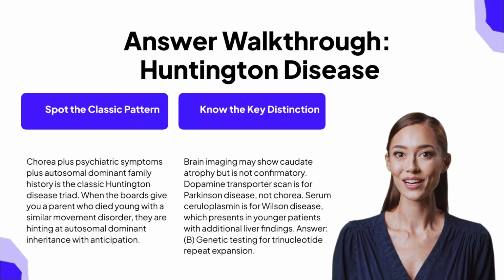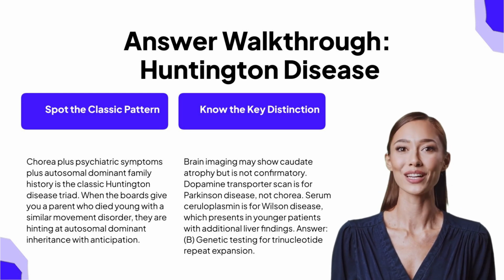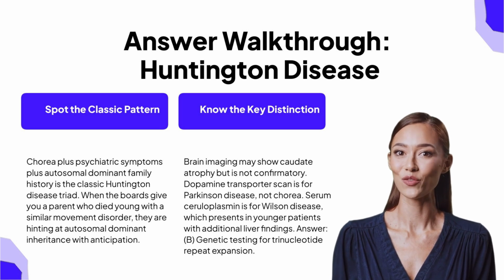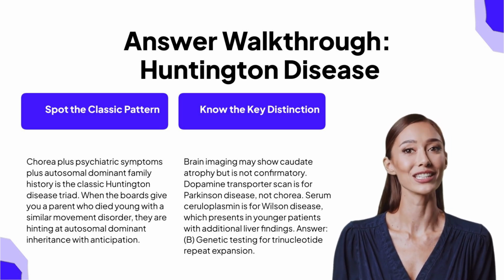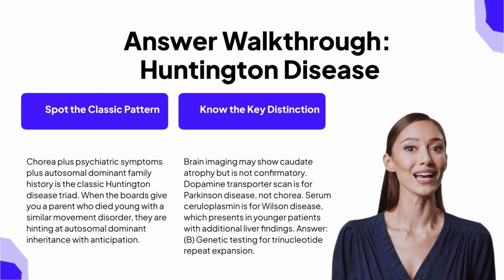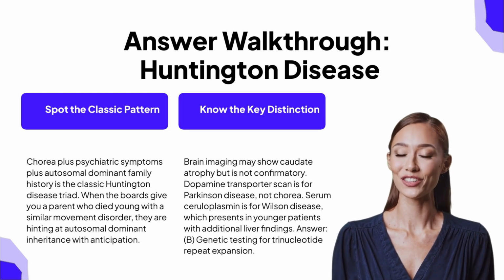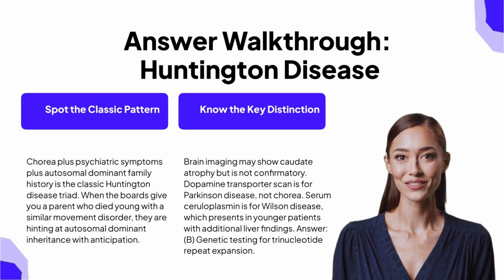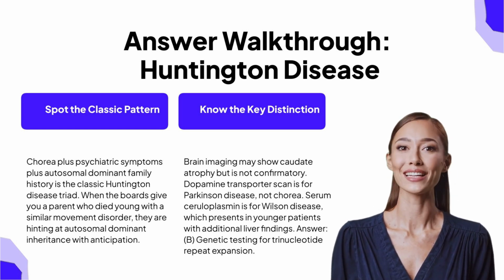Let us walk through this answer. First, spot the classic pattern. Chorea plus psychiatric symptoms plus autosomal dominant family history is the classic Huntington disease triad. When the boards give you a parent who died young with a similar movement disorder, they are hinting at autosomal dominant inheritance with anticipation. Now, know the key distinction.